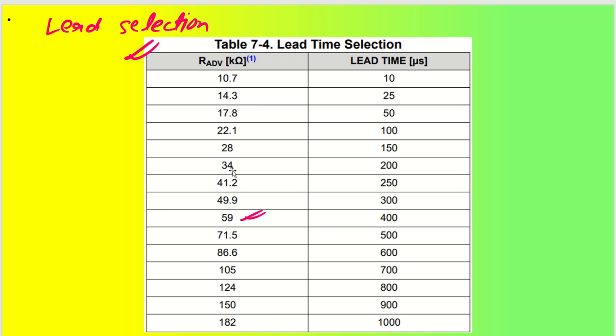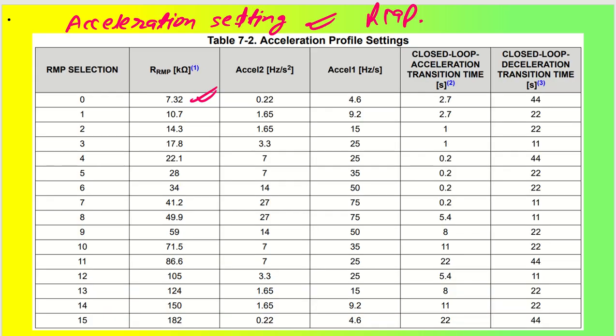And once you have set the lead angle or lead timing, then you can go ahead with your acceleration setting to a higher value, so that your motor start will be normal and fast.